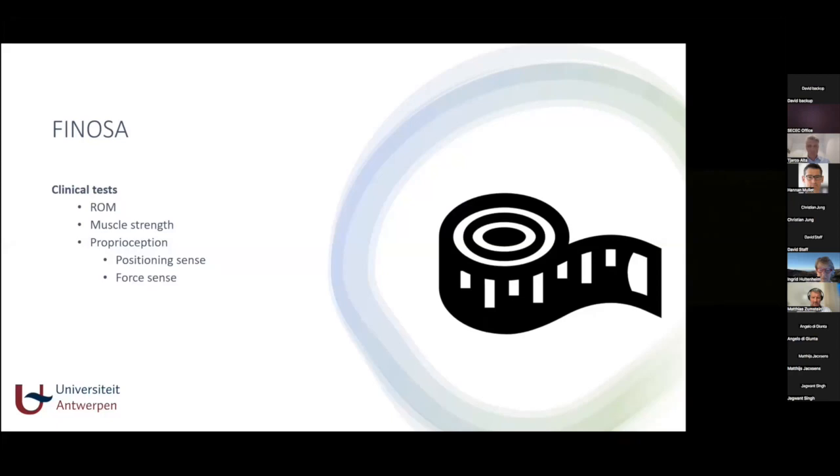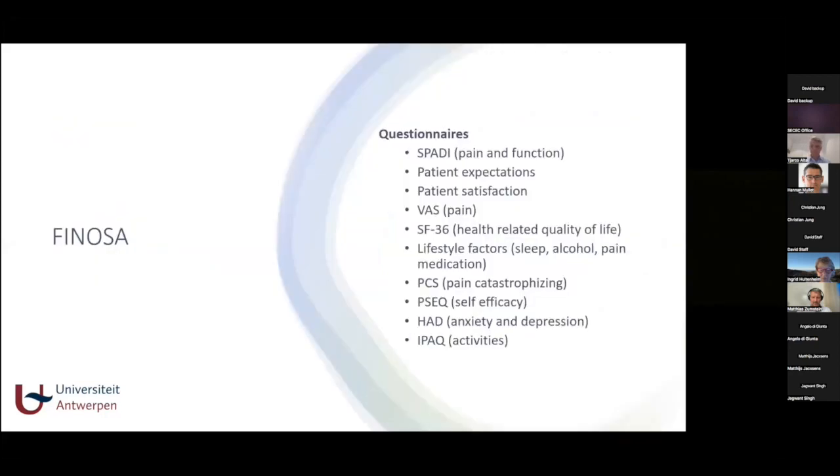Preoperatively and at all the other postoperative visits, we measure the range of motion in various planes, the isometric muscle strength, and the proprioception. We also ask the patients to fill out the following questionnaires. The primary outcome measure is the SPADI for pain and function, to get a clue of their functional and mental state as well. Usually the patient gets to take the questionnaire home and send it back to us when they finish.